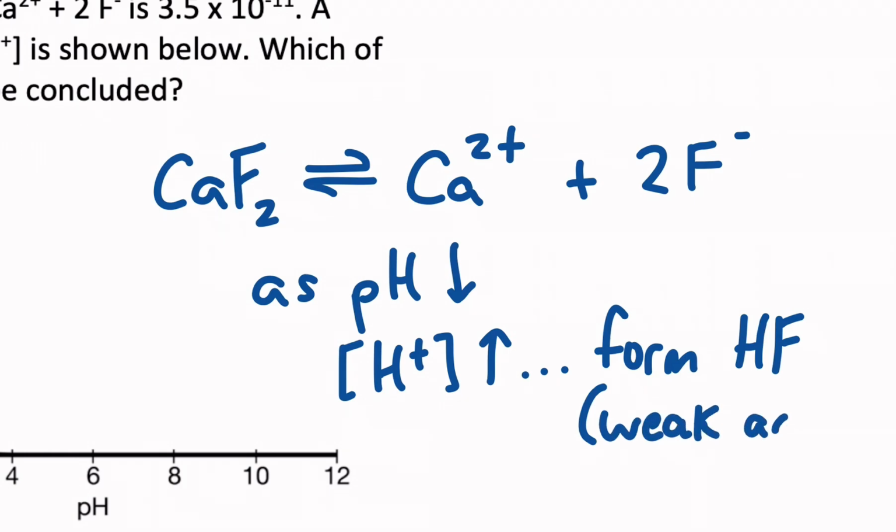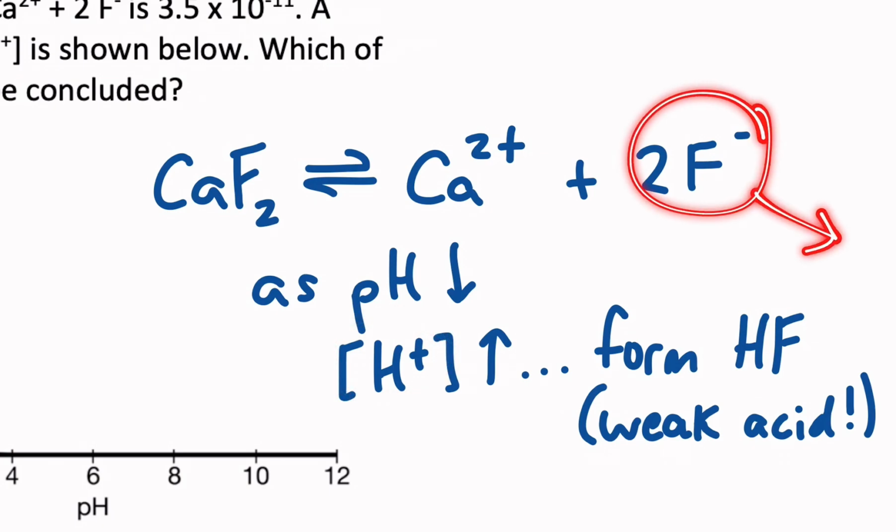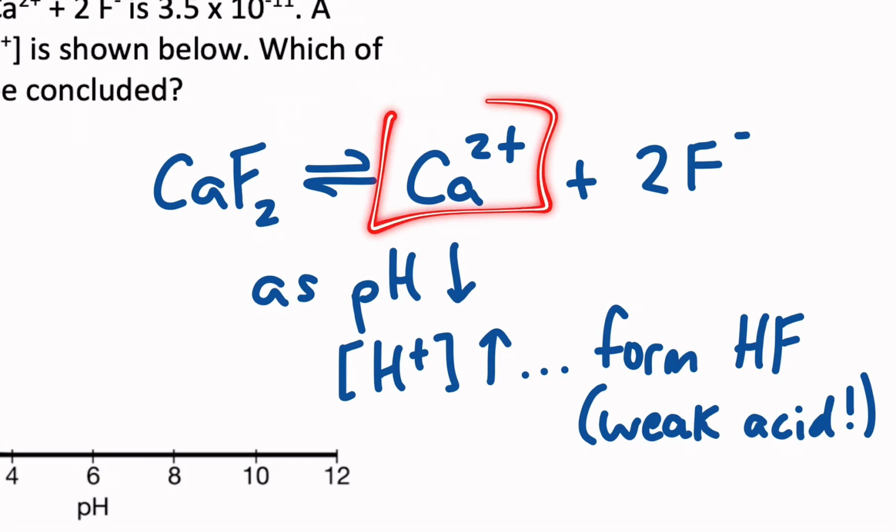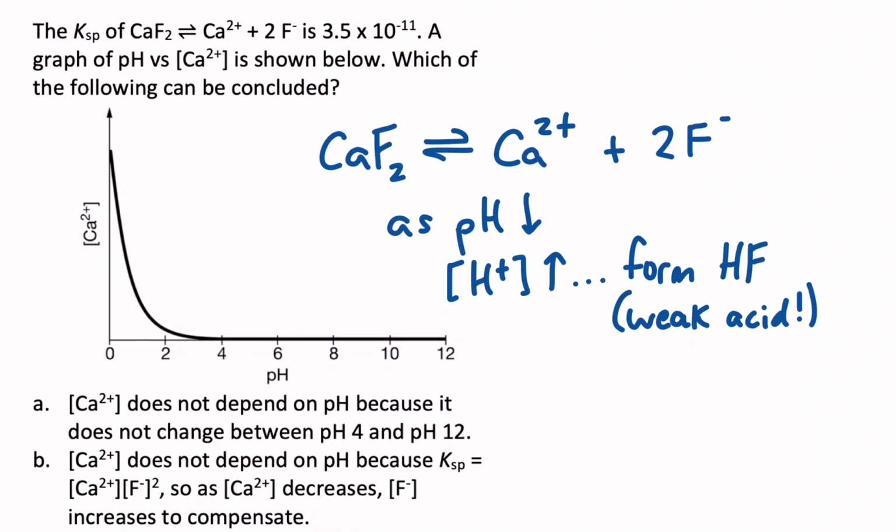And anytime you form a weak acid, that means that the ions actually combine and stay as a molecule. So adding H+ ions to this equilibrium removes fluoride ion from this equilibrium. That perturbs the equilibrium and forces it to go more forward, hence the calcium ion concentration increases. So calcium fluoride is more soluble in acid because you form a weak acid.